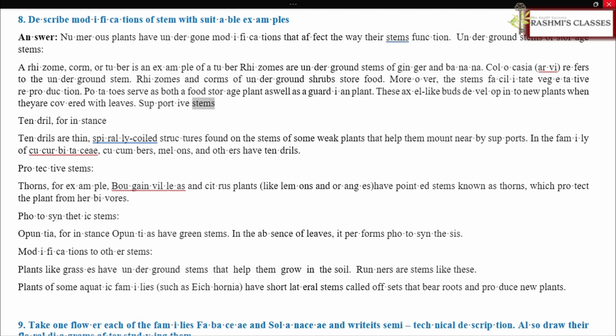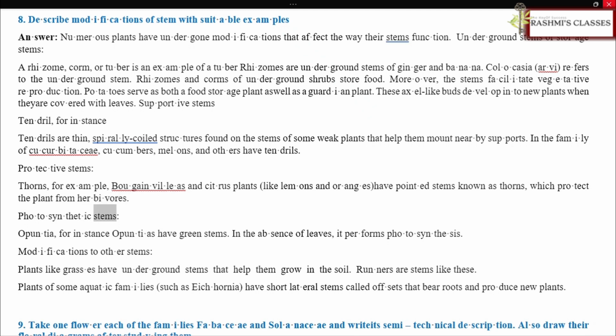Supportive stems. Tendril, for instance. Tendrils are thin, spirally coiled structures found on the stems of some weak plants that help them mount nearby supports. In the family Cucurbitaceae, cucumbers, melons, and others have tendrils. Protective stems. Thorns, for example, bougainvilleas and citrus plants, like lemons and oranges, have pointed stems known as thorns, which protect the plant from herbivores.